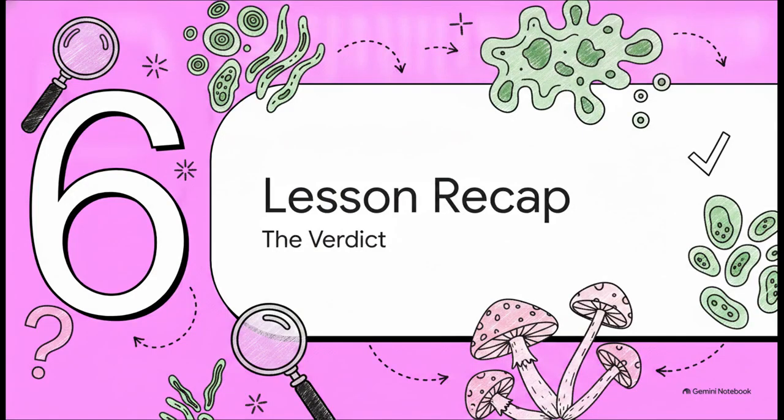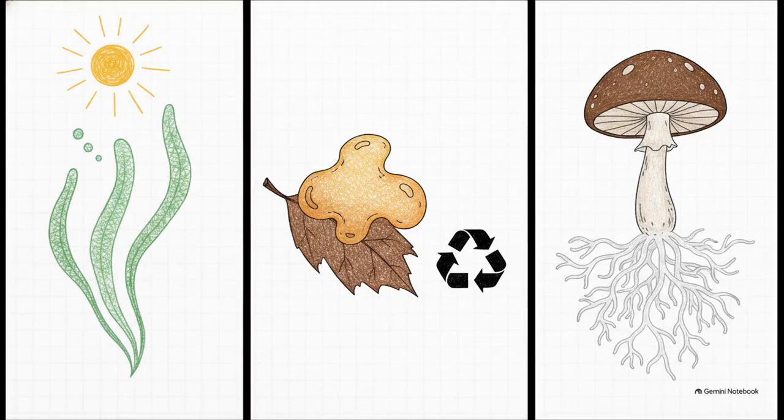Section 6, Lesson Recap. The verdict. Let's bring it all home. To sum it all up, algae are our aquatic, photosynthetic producers that completely lack true plant organs. Fungus-like protists are those key decomposers that might look or act a bit like fungi, but actually belong to entirely different evolutionary groups. And true fungi, they are the ultimate absorptive heterotrophs built out of chitin cell walls, thread-like hyphae, and those massive, hidden mycelial networks.